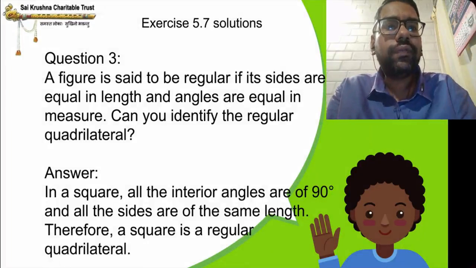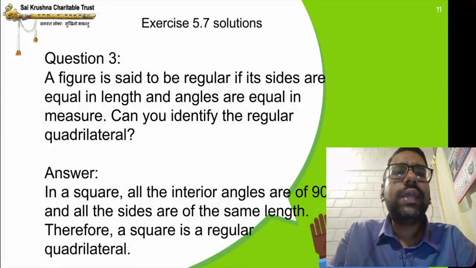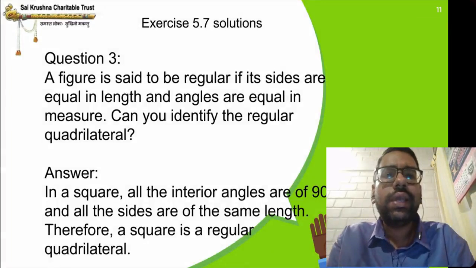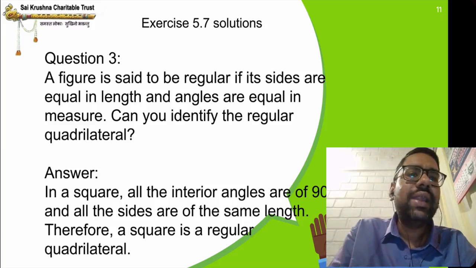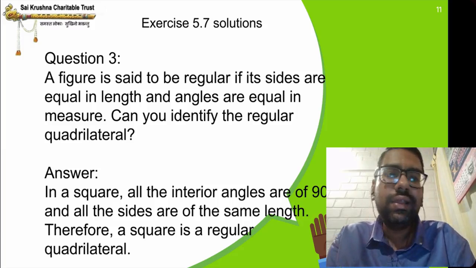5.7. What is the question here? A figure is said to be regular if its sides are equal in length and angles are equal in measure. Can you identify the regular quadrilateral? Can you do this, children? Tell me the answer. Yes, it is a square.